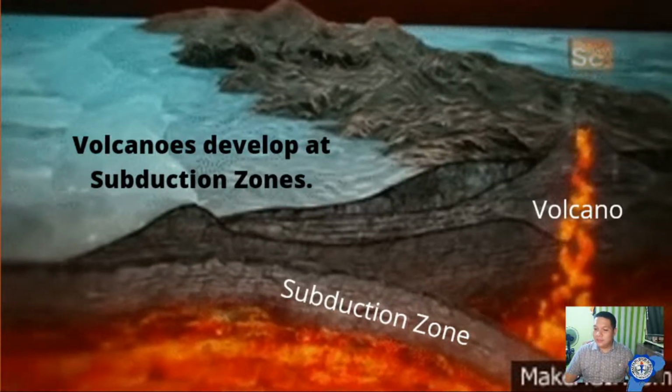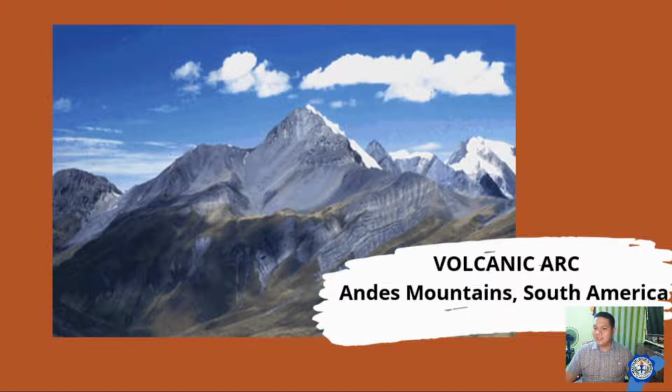So let's move on to the next. So here is an example of volcanic arc. So we have series of mountains in South America known as the Andes Mountains. And Andes Mountains are one of the active parts of the planet Earth that produces volcanic eruptions.